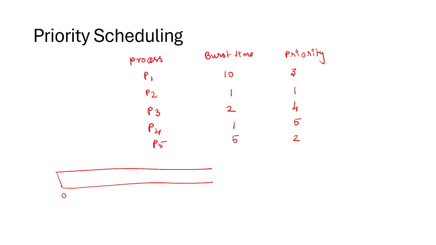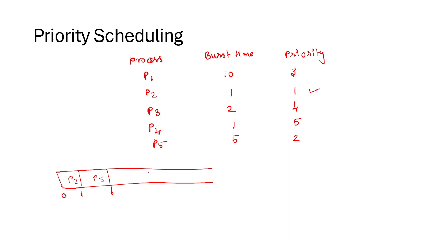Which process has the highest priority? P2 has the highest priority, so it will be allocated to the CPU first. The execution time of P2 is only 1 millisecond. It completes its work. The next highest priority job is P5. The execution time of P5 is 5, so 1 plus 5 up to 6, it will be allocated to the CPU.